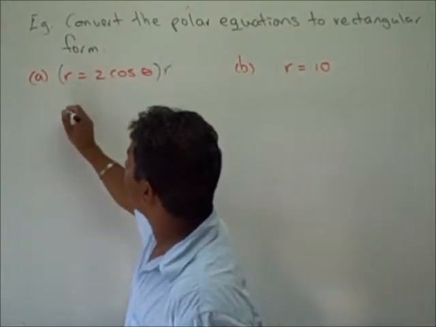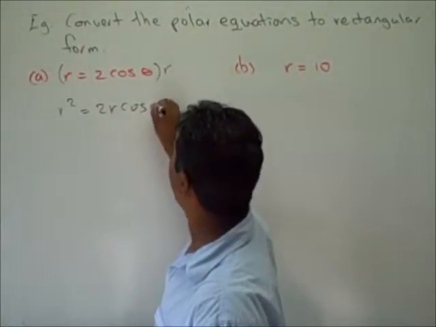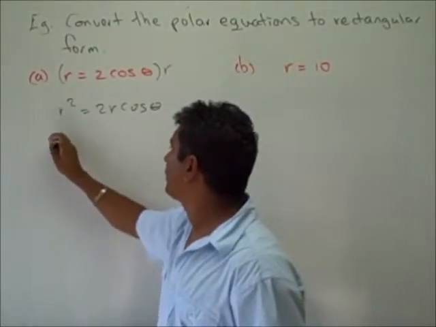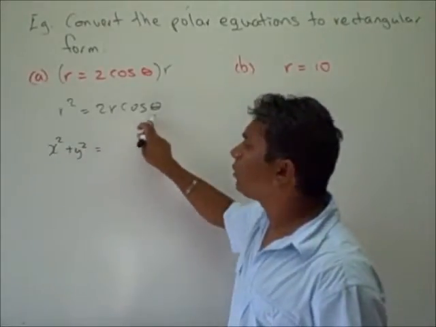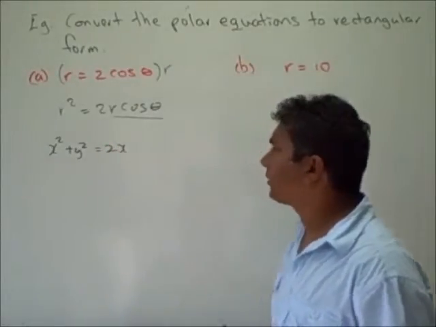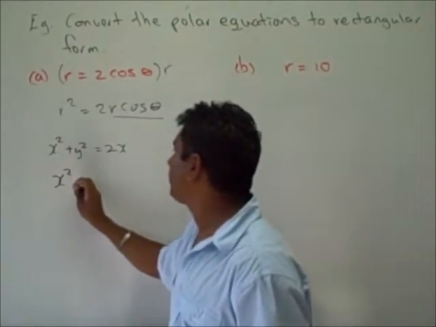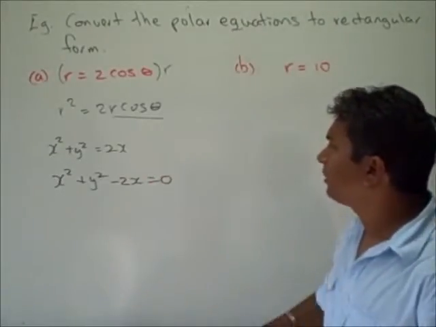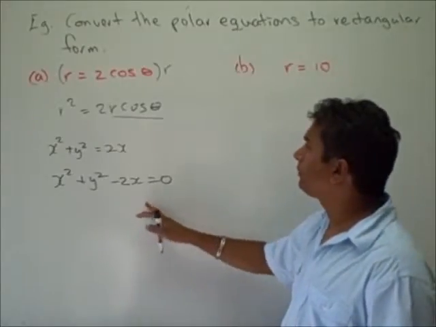So if we distribute r, this becomes r squared is equal to 2r cosine theta. We know r squared is equal to x squared plus y squared. And we know that r cosine theta is equal to x, so this becomes 2x. If we subtract 2x from both sides, we get x squared plus y squared minus 2x is equal to 0. So here I've converted this polar equation to a rectangular equation.